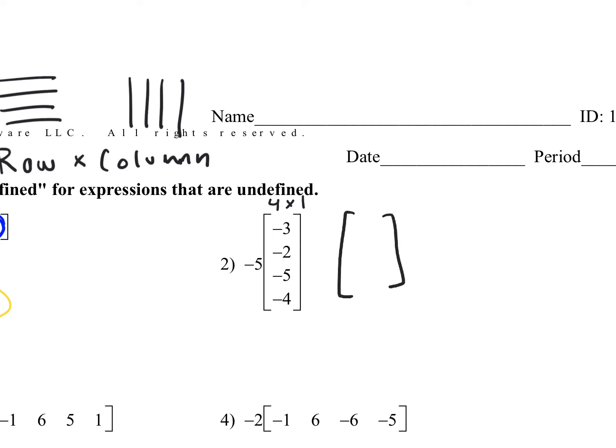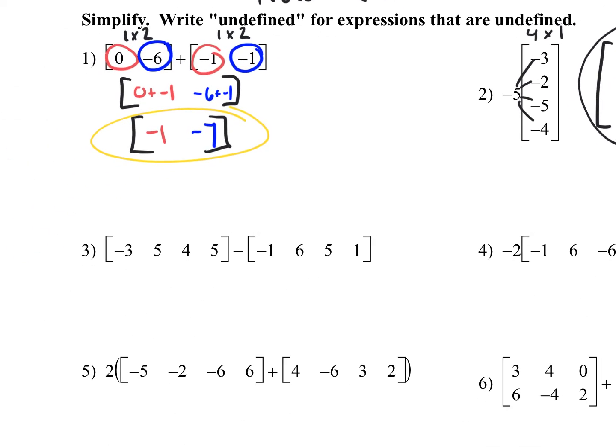Negative 5 times negative 3 is? 15. What do I do next? Negative 5 times negative 2, which is? 10. And then? Negative 5 times negative 5, and we get 25 in the last one? Negative 5 times negative 4, which is? Positive 20. Negative times a negative is positive. Any questions there? So we just multiplied the negative 5 times everything. All right, the next one.